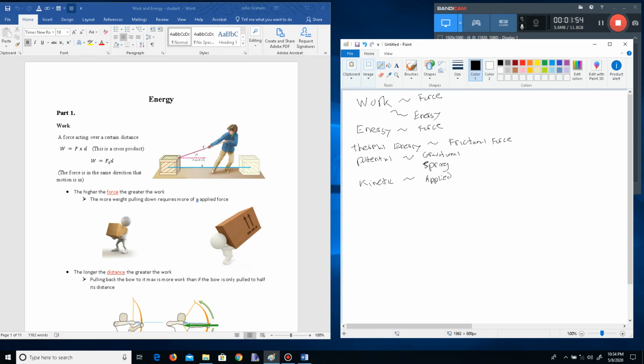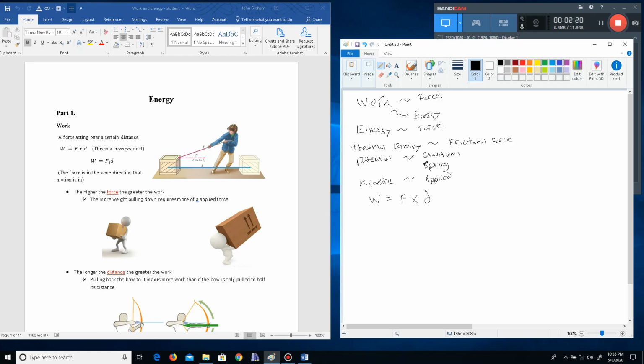Alright, so work itself is a cross product between F and D, F being force, D being distance. Cross product meaning that the direction is going to matter. Now, one thing we can see here is that force and distance are proportional to work. So the higher the force, the greater the work.